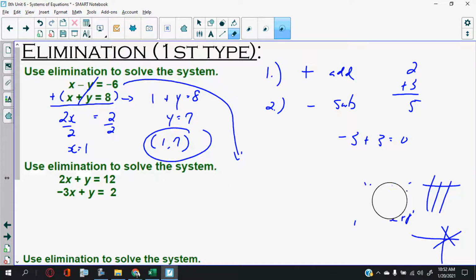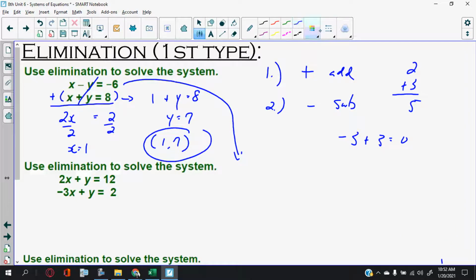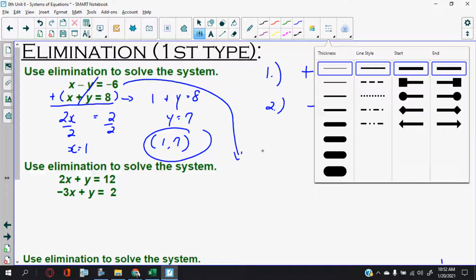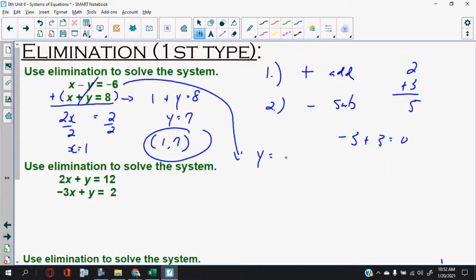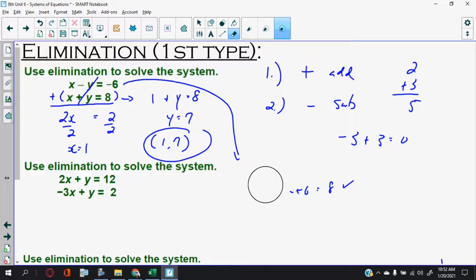If you were talking about what we did last week using substitution, then you would have had to solve for one of these, right? So it would have been y equals x plus 6. And you have to substitute it into this equation. Not bad. Not a tough way to solve this, but I think you can see why this might take a little bit more time.